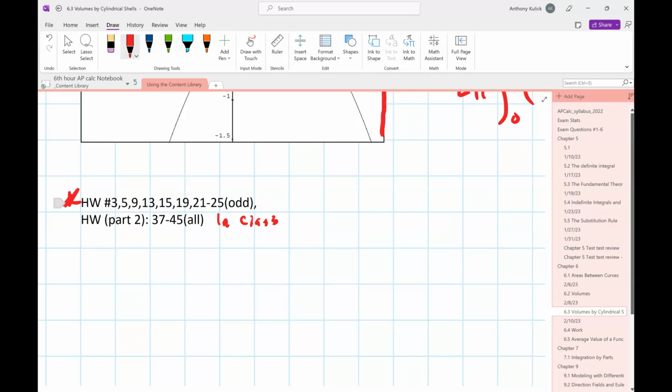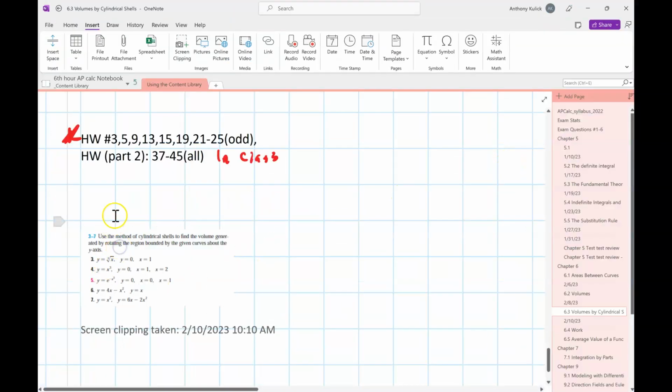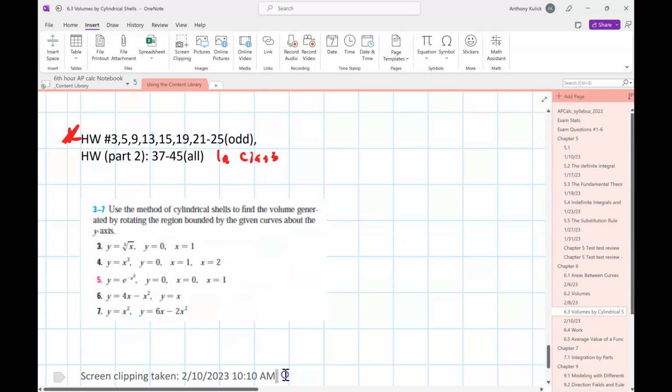What do we got here time-wise? Do you want to do a couple from the homework here to start? I'm cool with doing that. I think that's a great idea.